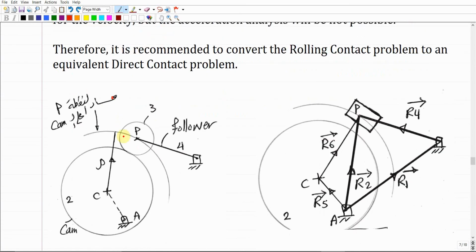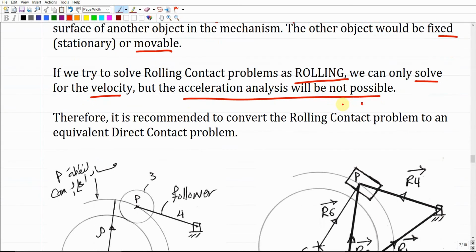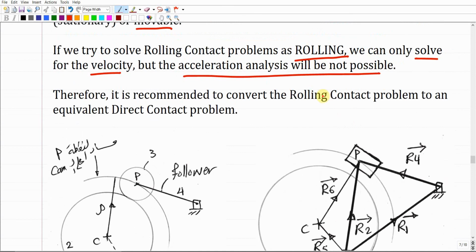If we try to solve it, there is a challenge in doing the position, velocity, and especially the acceleration analysis of a rolling contact problem. Why? Because if we decided to deal with it as a roller, and we consider the geometrical features of the roller itself, we can only solve this problem for the velocity, but it will be difficult to solve in the acceleration analysis. It is difficult to do acceleration analysis for this problem, so that's why it is not preferred to deal with the rolling contact problem as a rolling contact problem.